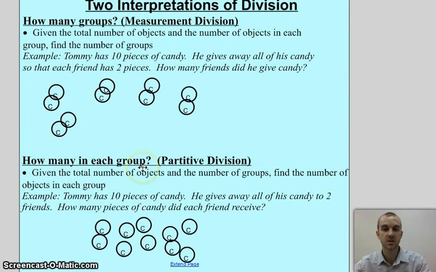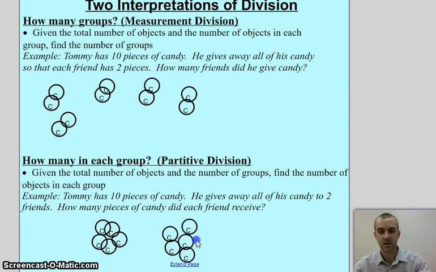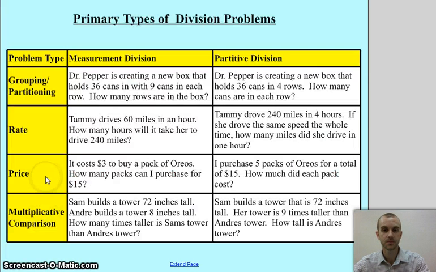Whereas in partitive, it's how many are in each group. So Tommy has 10 pieces of candy. He gives all of his candy to 2 friends. So I can split this now among the 2 friends, and I can say how many pieces did each friend get. And you can see there's 5 in each group. So those are our two main interpretations of division. How many groups are there versus how many are in each group.